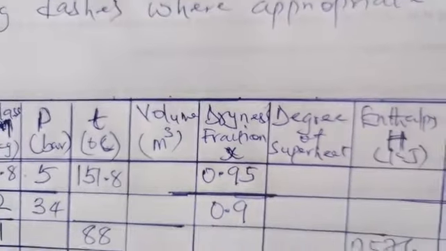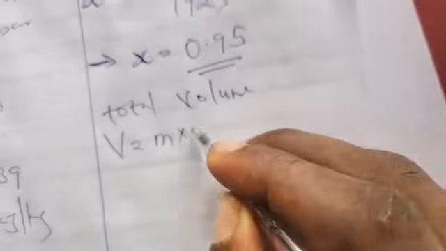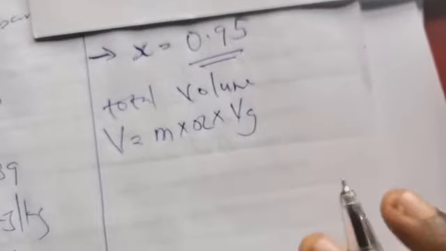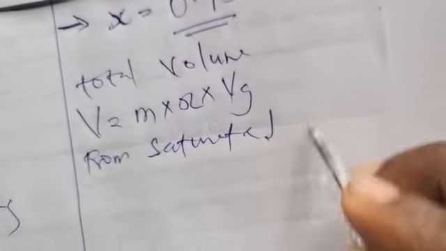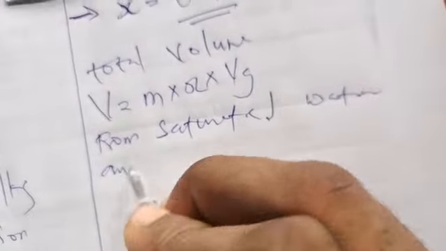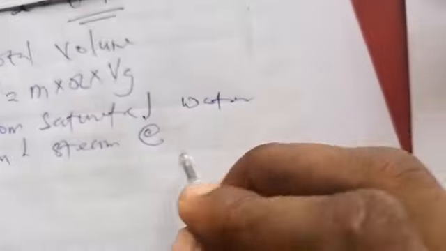We can now obtain the value for the volume. To obtain volume, total volume V is simply mass times dryness fraction times volume at gas, Vg, corresponding to that pressure. So we look from saturated water and steam, corresponding to the given pressure at that row, that is 5 bar. Let's obtain what Vg is. Back to the steam table.